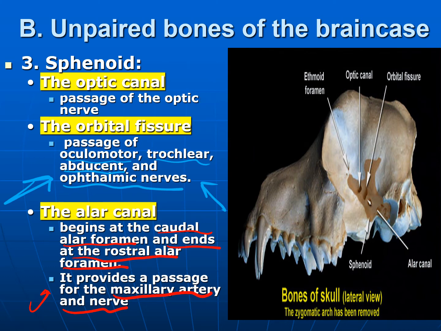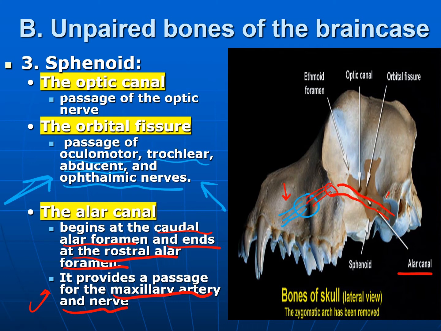If you remember, last time we talked about the infraorbital foramen, and as I said, from this area we have the infraorbital artery, vein, and nerve. The maxillary artery that passes with the nerve through the alar canal is going this way. It continues to reach the level of the maxillary foramen, and then it passes through the infraorbital canal to exit as the infraorbital artery, vein, and nerve.